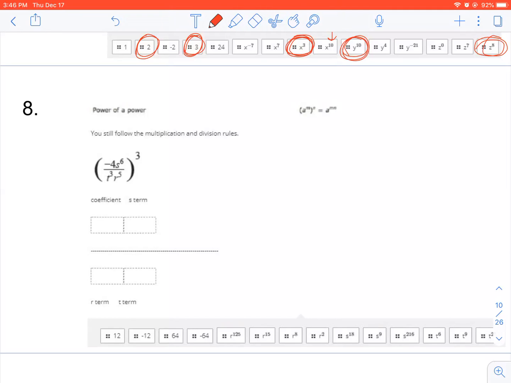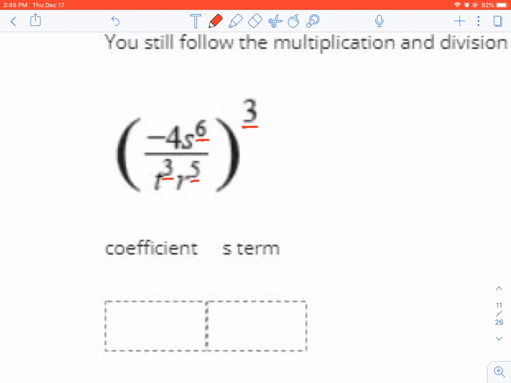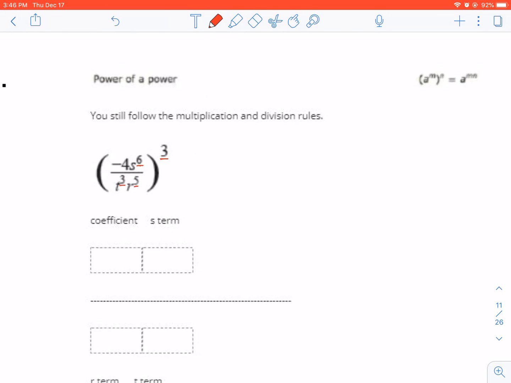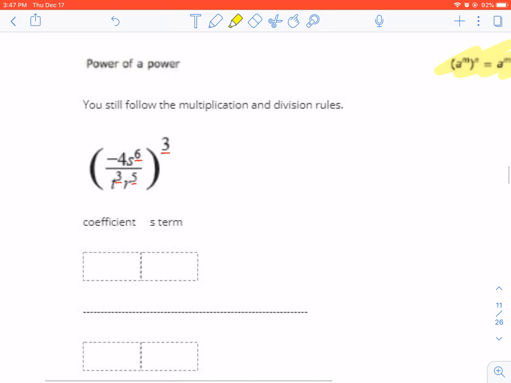Question number 8 on Schoology. We have a power to a power happening. Now what that means is that we have exponents inside of our question, and we have parentheses, and we've got another exponent outside. So we've got exponents all over the place. And we have our star chart rule over here. And I'm not going to really talk about that just yet because we're going to talk about the cloning.